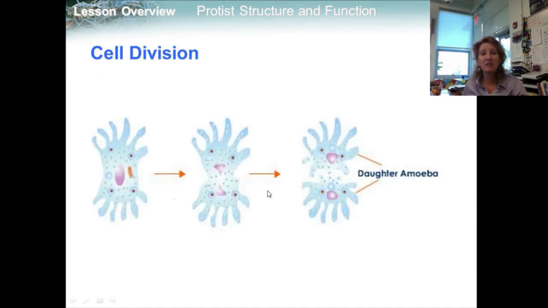All right, so amoebas and many other protists reproduce by mitosis. They can just duplicate their genetic material and then divide into genetically identical daughter cells. Mitosis enables protists to reproduce rapidly, especially under ideal conditions. But it produces cells that are genetically identical to the parent cell and thus limits the development of genetic diversity.